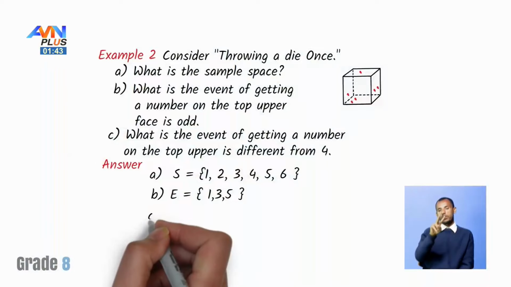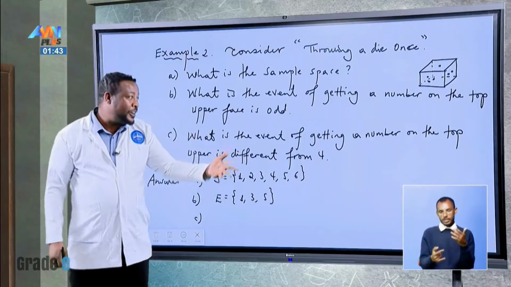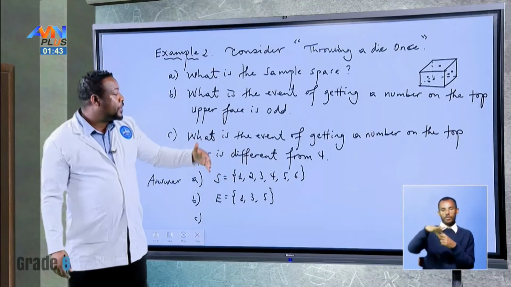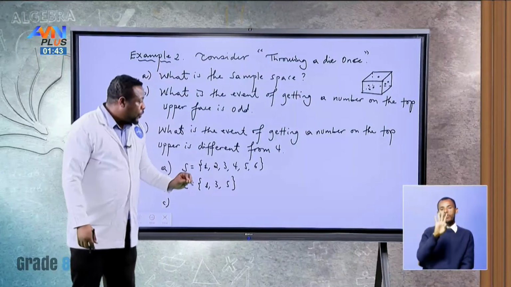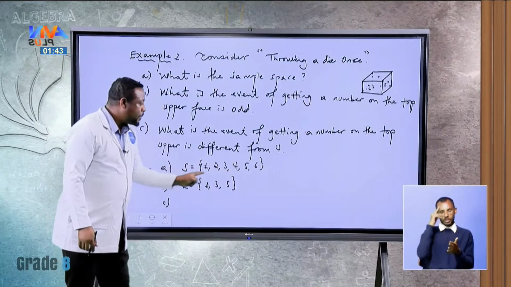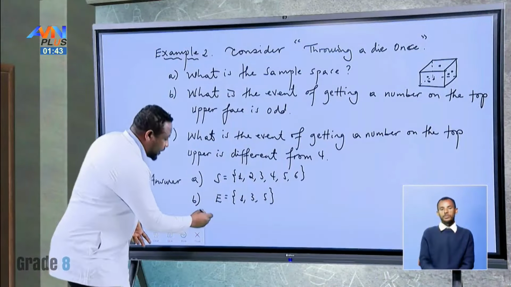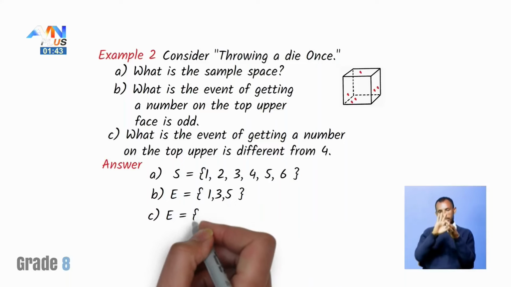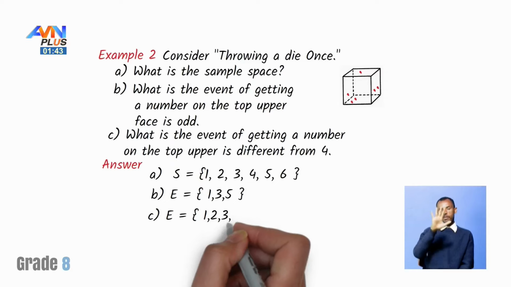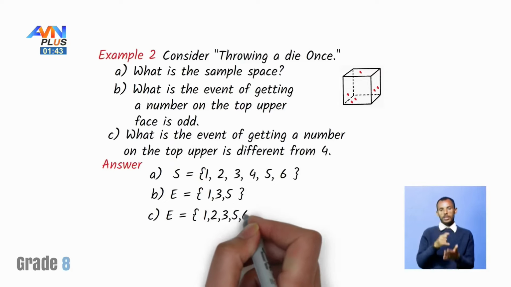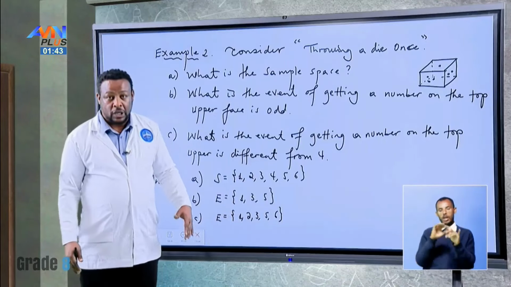The C part. In C, we are asked to write the event of getting a number on the upper face that is different from 4. So you need to consider the sample space and list out the numbers different from 4. So the event in statement C will be a set containing 1, 2, 3, 5, 6, because the favorable condition is a number different from 4. So this is how you list out.